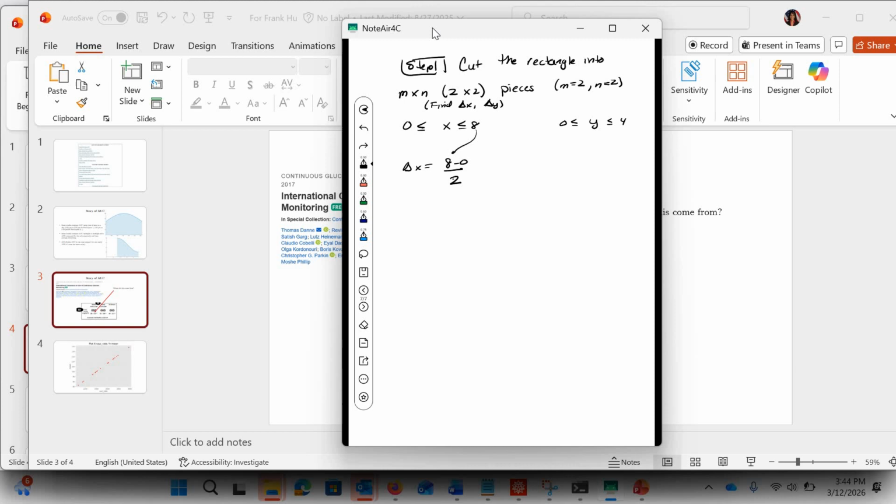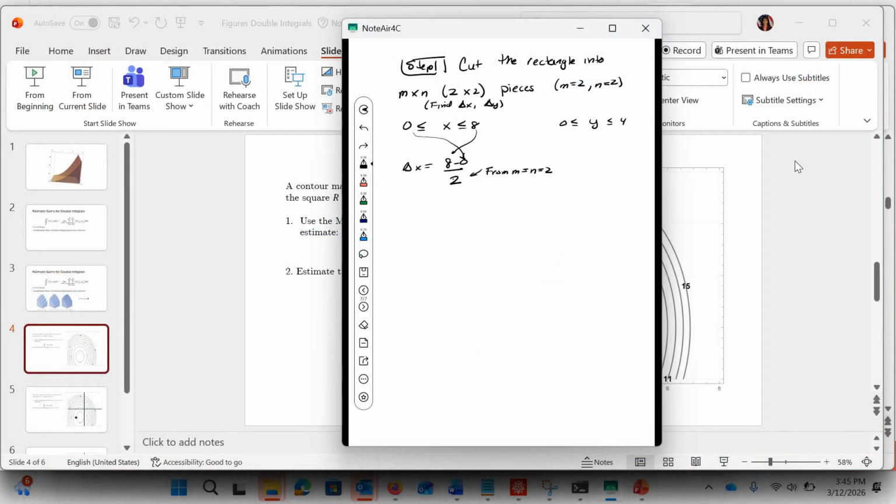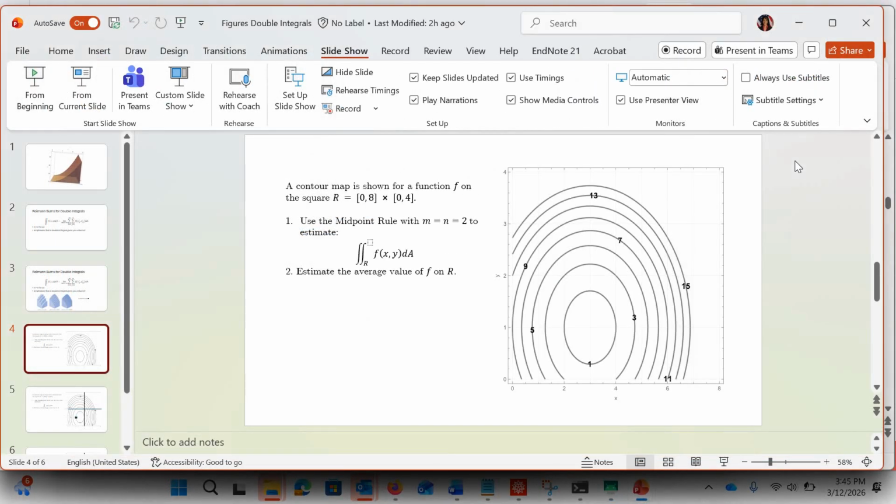The 8 is the endpoint here. That's where that comes from. The 0 is the endpoint here. That's where that comes from. The 2 is the m value. Are you given the range? Yes, that's what's given to you. It's given to you exactly the way I've worded it here: a contour map is shown for the function on the square R equals and so on.